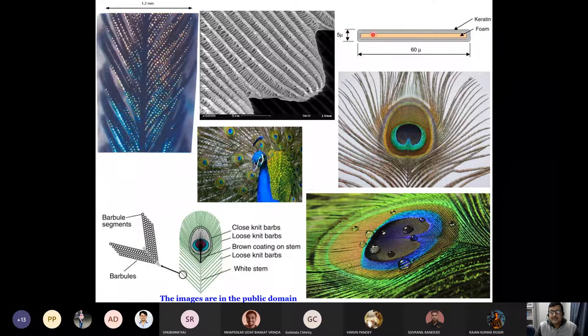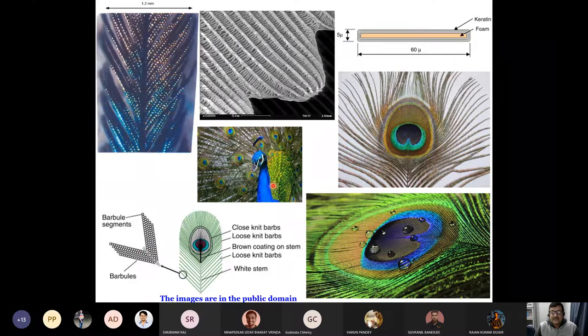Typically, it is a 60 micrometer by 5 micrometer rectangle. And then there is a coating. This is a polymer. This is a foam inside. Okay, and then you have keratin that is outside. So the cross section looks like that. And on top of that, you have patterns decorated like that. So you have a base structure, and then the pattern, right?